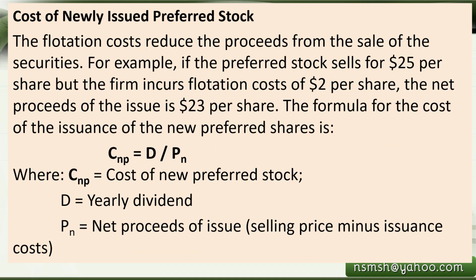Cost of newly issued preferred stock. We are discussing the flotation cost that reduces the proceeds from the sale of the securities. For example, if the preferred stock sells for $25 per share and we have a flotation cost of $2 per share, the net proceeds of the issue will be $23 per share. It's a simple calculation. The formula for the cost of the issuance is to take the yearly dividend D and divide by the net proceeds P of the issue, which in this example is $23. That is how we have to calculate that.